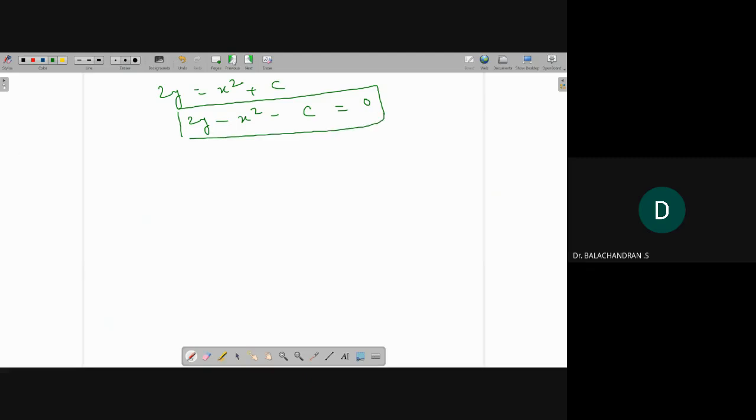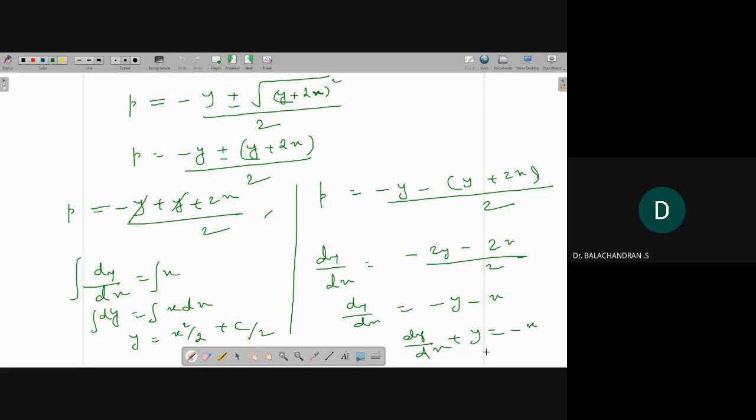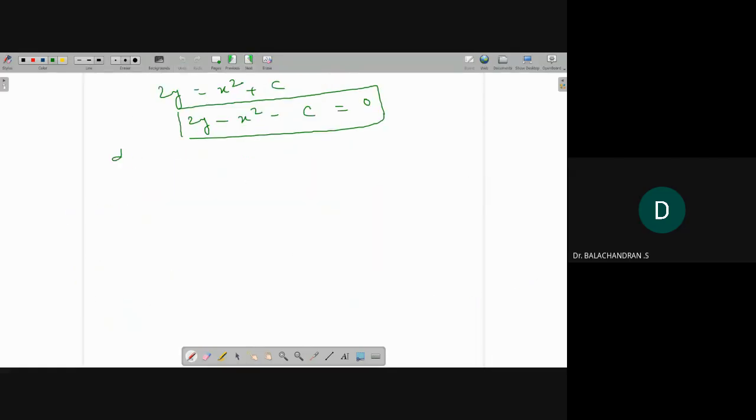So, second one, you should solve this differential equation dy by dx plus y equals minus x. Okay, so first you should take this one. It is better to start from here. So dy by dx equals minus y minus x.